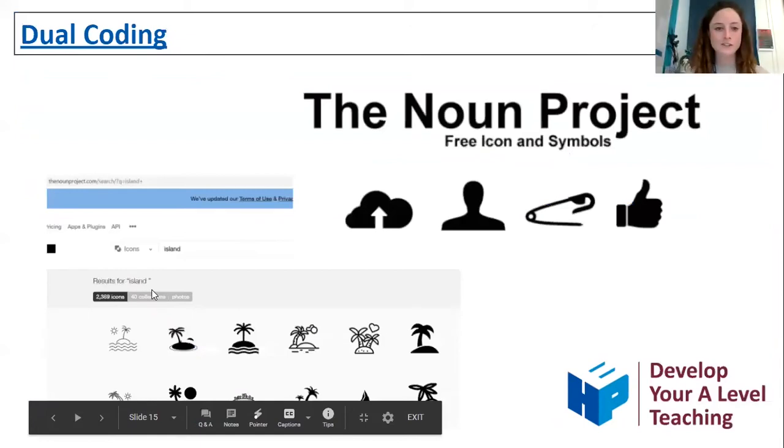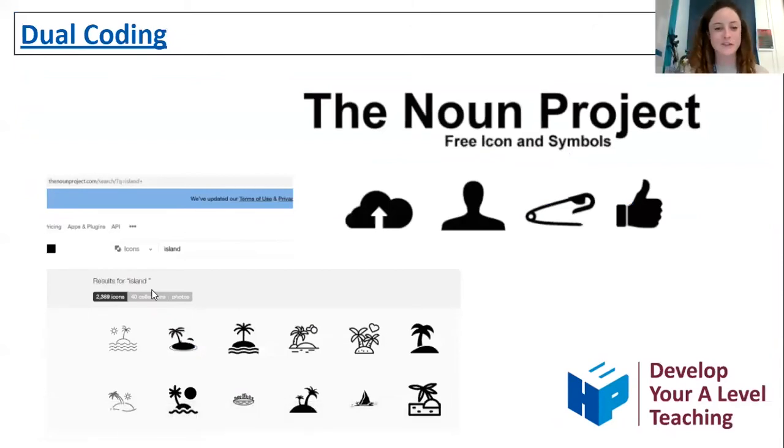If you are going to do dual coding, I learned about this the other day and I thought it was really nice. There is a free website called the Noun Project, and you can search for basically any keyword and it will come up with loads of icons. So I've just done an example there with island. And we know that it helps students to learn if you have pictures. So if you are interested in dual coding, then that's a really good website to visit.